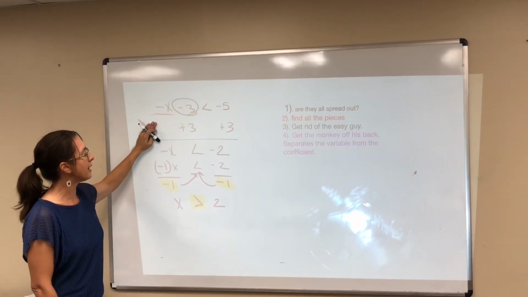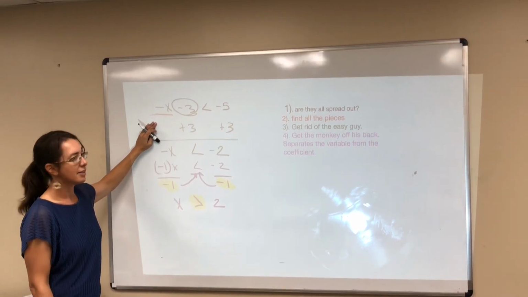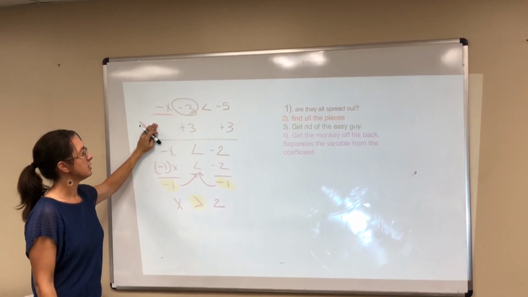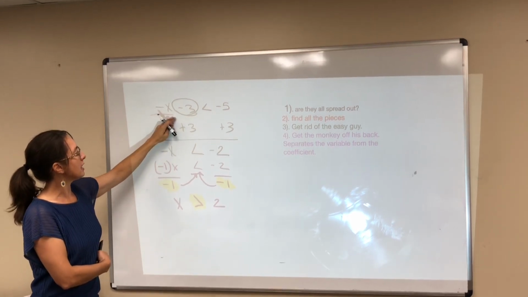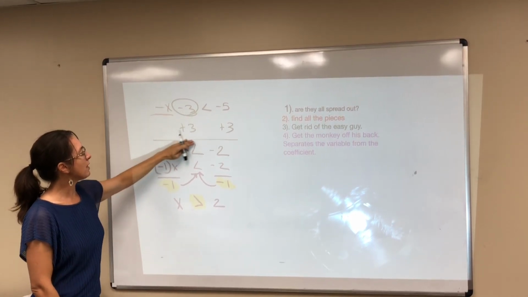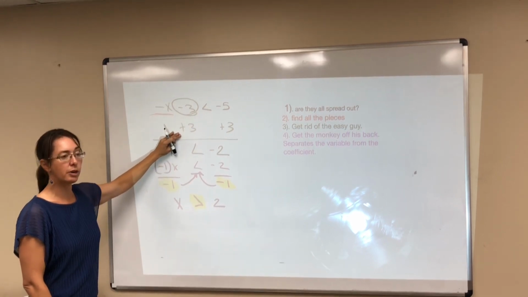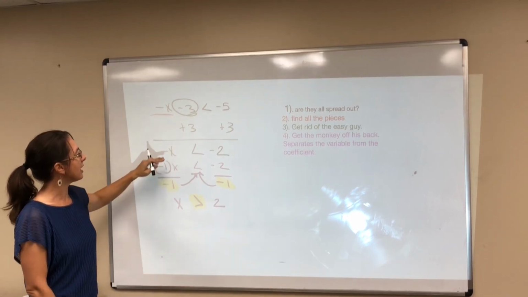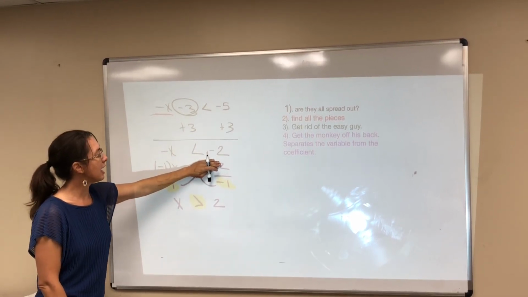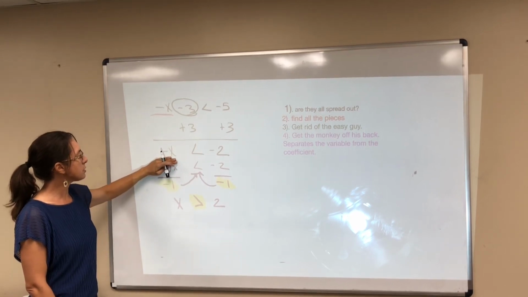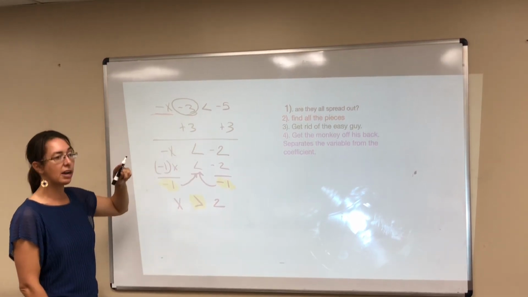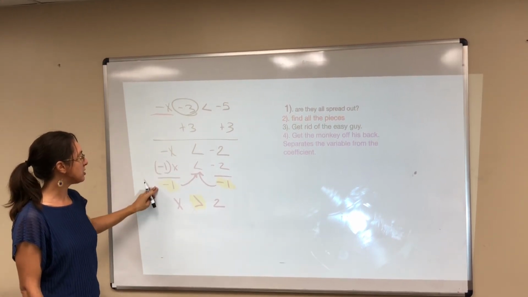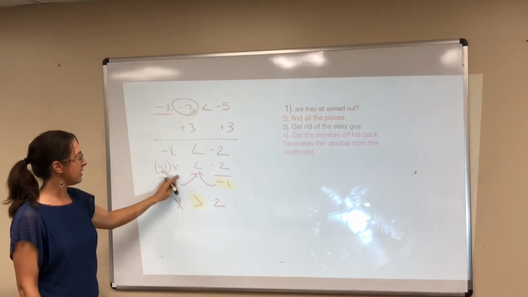For number 1, is it all spread out? Yes. Does it have any extra pieces to find? Not really, no. Okay. So we're going to get rid of the easy guy and move that 3 over. Do we have to change the sign when we are adding and subtracting? No. So we just move them over like a normal equal sign, and I have negative x is less than negative 2. So to get the x by itself, I need to either divide by negative 1 or multiply both sides times negative 1. In that case, I've got a negative here.